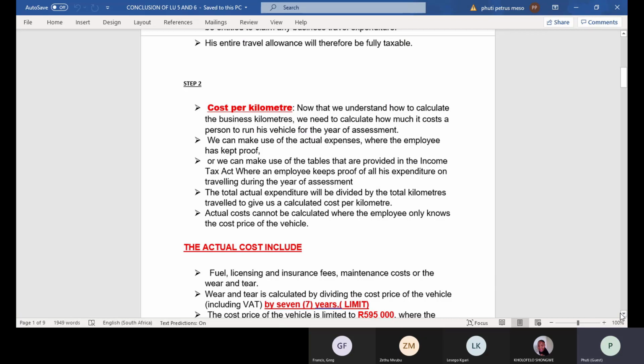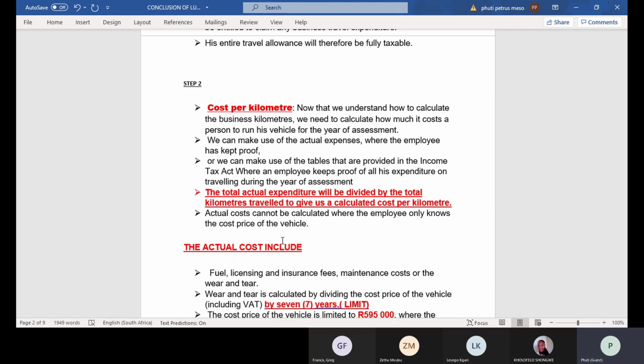Employees to keep proof of the total actual expenditure, which will be divided by the total kilometers traveled to give us the calculated cost per kilometer. So in order for you to get the cost per kilometer, you need the total actual expenditure to be divided by the total kilometers traveled, and then you get that. That's the most important one we highlighted for you. You will see that on the notes. Make sure that you understand how you get your cost per kilometer travel.